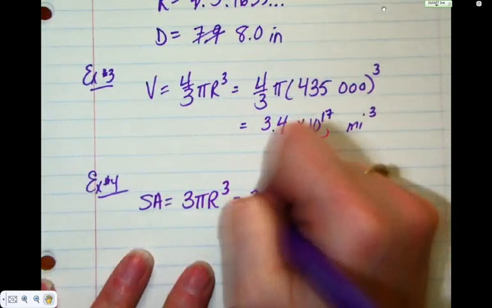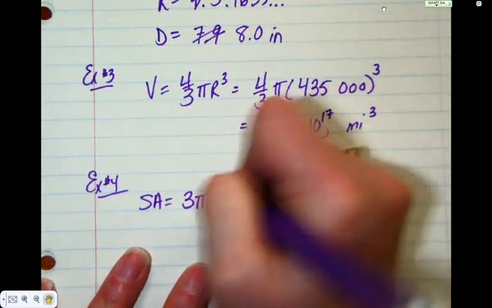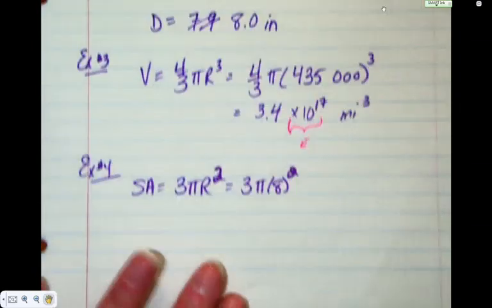Radius is 8, so this is a straight up substitution, nothing to think about. Throw it into your calculator.